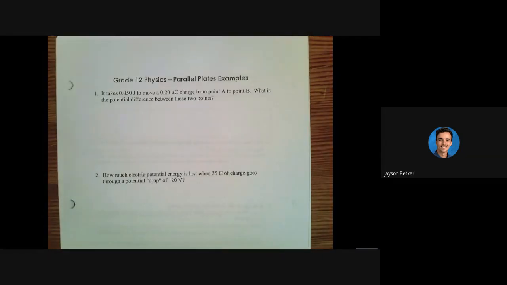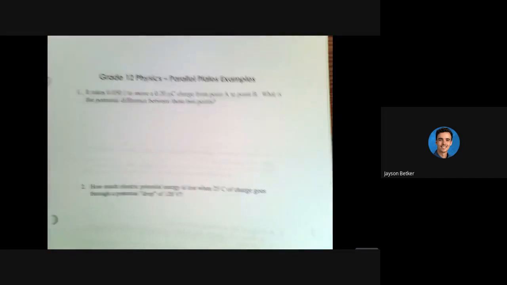Now, you have a long weekend, so that's great. On Tuesday, we'll pick back up. We'll do the actual parallel plate examples together. But that was definitely a long enough lesson.